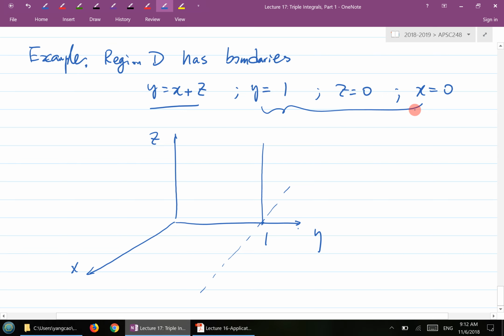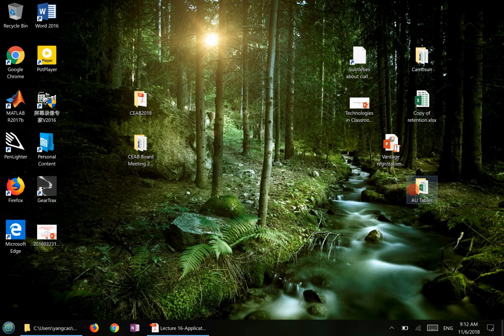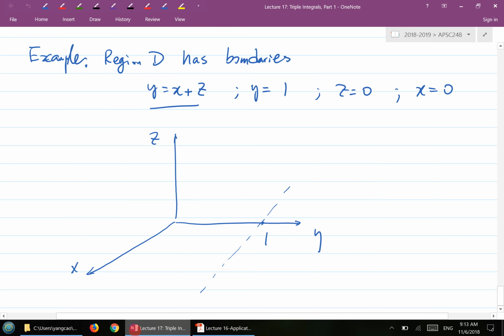So these three are very straightforward here. And then it's a matter of this plane. How do you draw this plane? There are some tricks for how you can draw the plane out here. But let me draw it first, and then we'll see why.